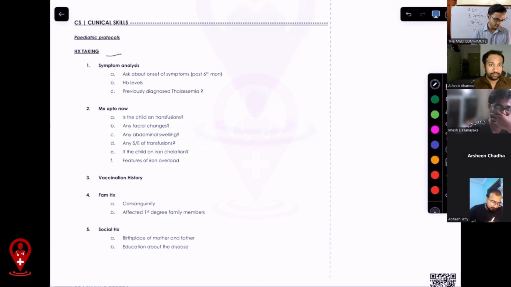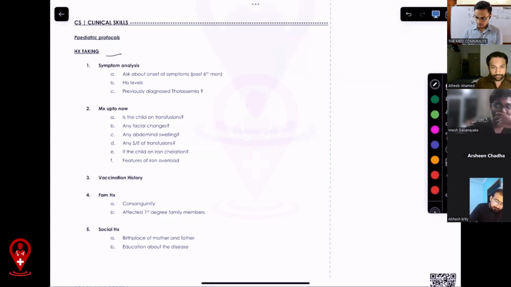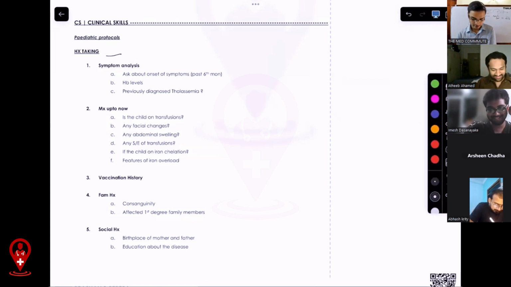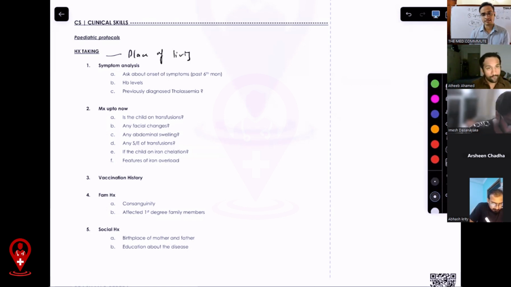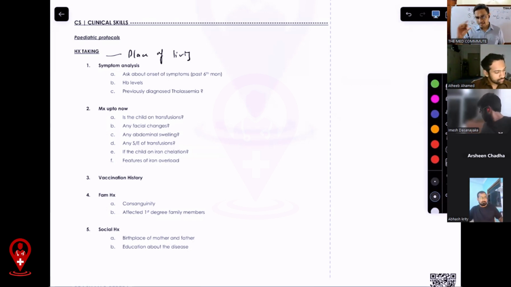Before that, guys, even before that, one of the most important things I want you all to ask the patient's mother is their location, the place of living. This is very important. Why is it important, guys? In Sri Lanka, and I even confirmed this with one of my friends from India, in Eastern India there is a high occurrence of thalassemia. Same in Sri Lanka, guys.